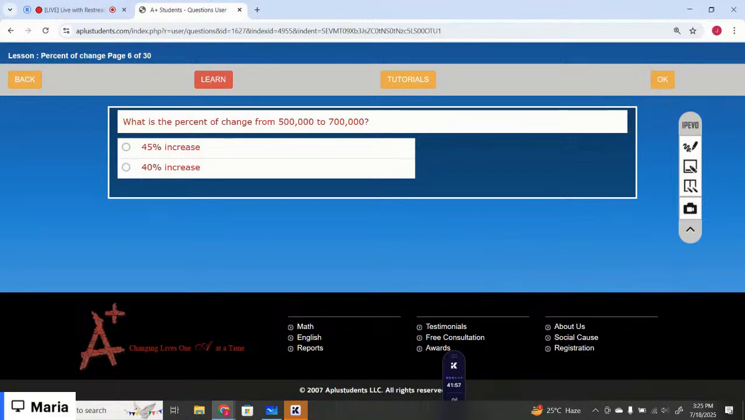What is the percentage change from 500,000 to 700,000? So that is an increase, right? So 200,000 divided by 500,000, that is 0.4. That means 40% increase it is. Option number two is the correct option.